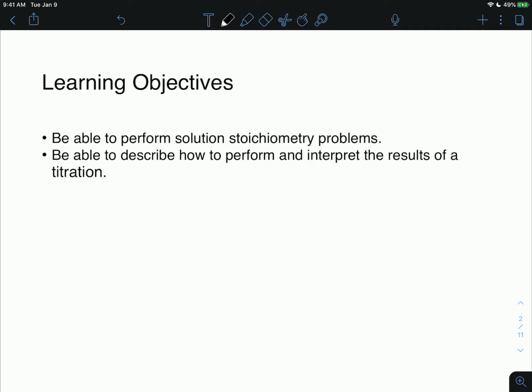So instead of using a pure liquid, now we're going to be able to use a mixture, and we're going to be able to perform and interpret titration data.